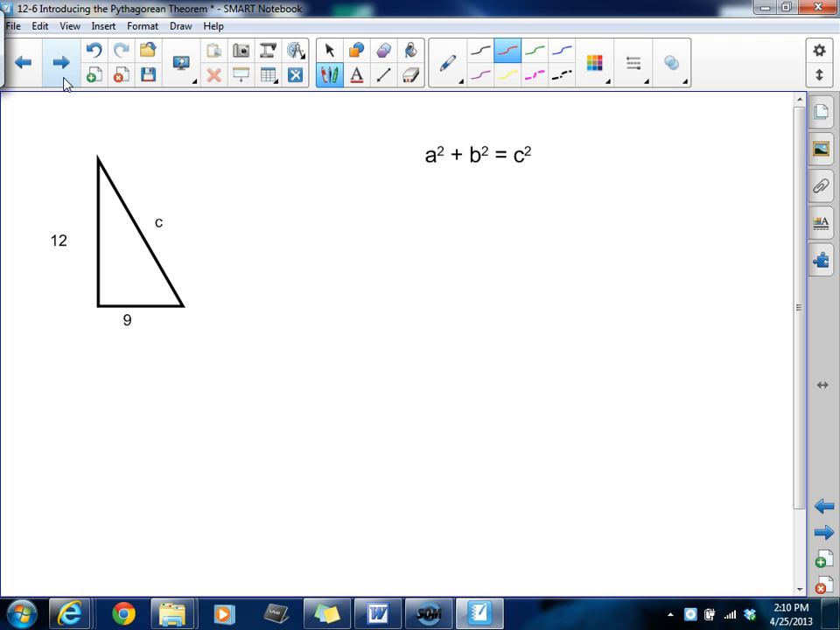So you see here I have a right triangle on the board. I have given you leg A and leg B, and we are looking for the hypotenuse. We do not know what the hypotenuse is, so let's work on figuring it out. I'm simply going to put my numbers into my formula. It's going to look like this. a squared is going to be 12 squared, plus b squared, and b squared is going to be 9 squared, is going to equal c squared.